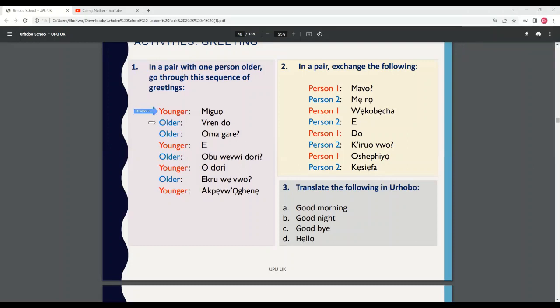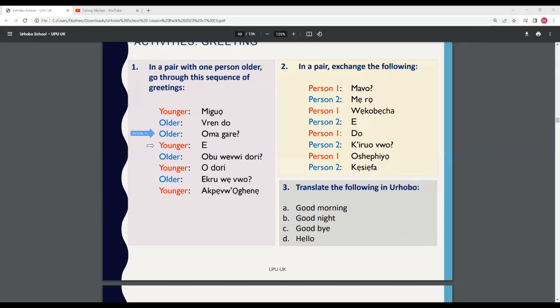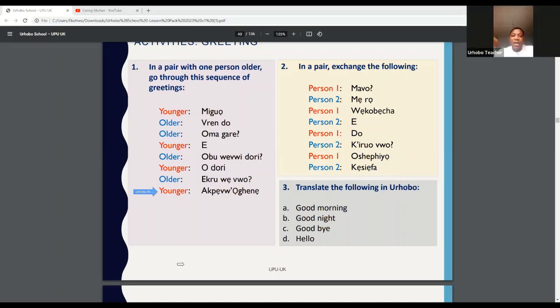Mikwa. So Akbo, is your turn. Can you hear me now? Yes, please. Okay, Rendo, Magare, Obuwadori, Odori. Ekruwevo. Akpe ogene. Fantastic. Fantastic. Yes. So we need two more hands to go, because the more you practice it, the better it becomes for you.